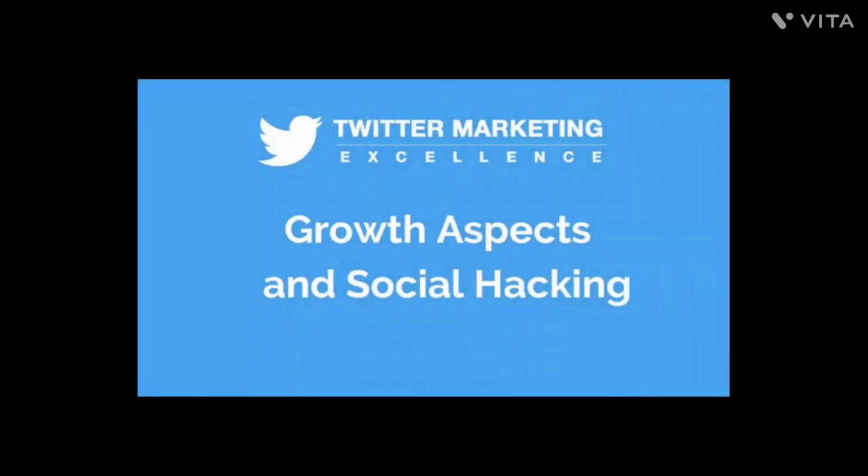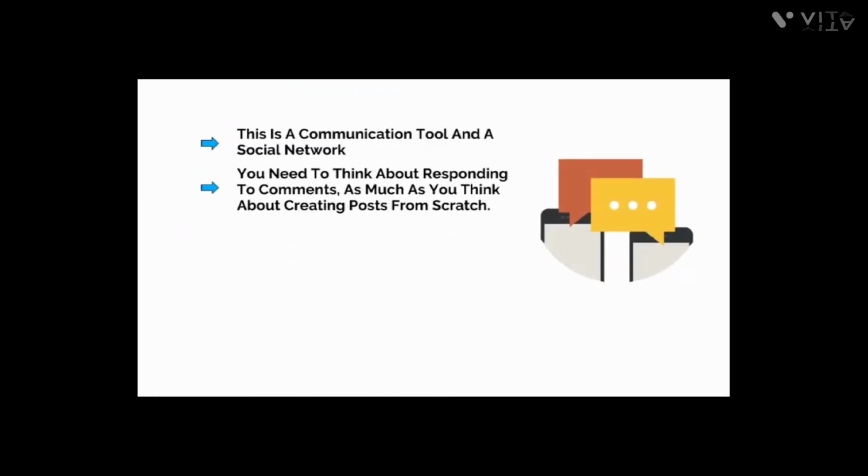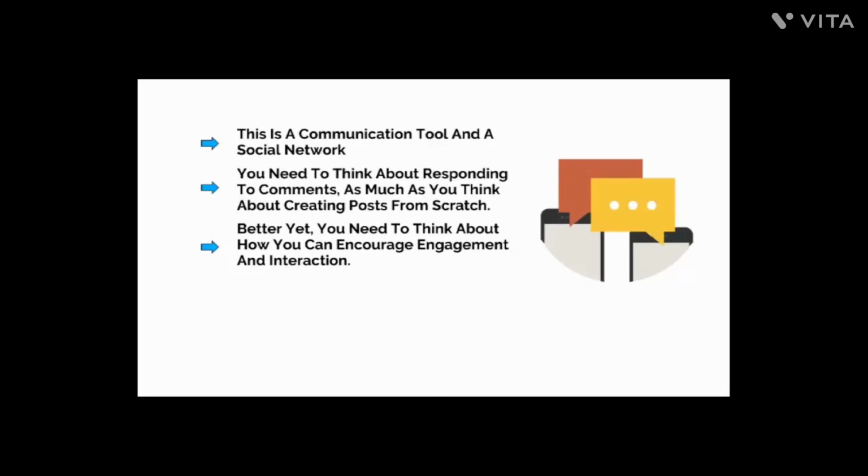You might think we've covered an awful lot of what makes Twitter tick at this point, but you're still missing out on something pretty important: the social aspect. So far, we've only discussed creating content and putting things out there. But of course, Twitter isn't just about output. It's about input too. This is a communication tool and a social network. In other words, you need to think about responding to comments as much as you think about creating posts from scratch. Better yet, you need to think about how you can encourage engagement and interaction.